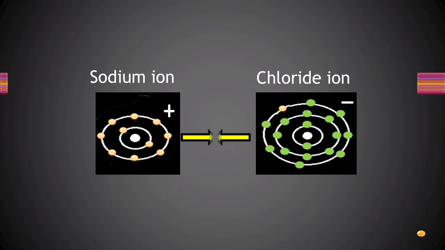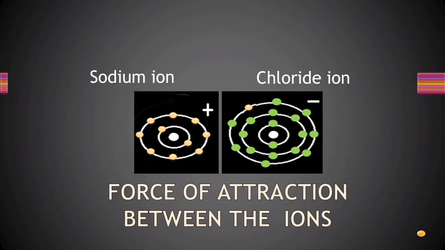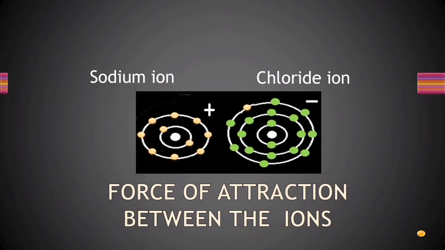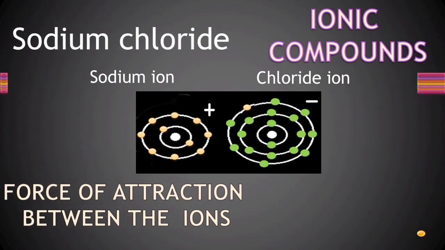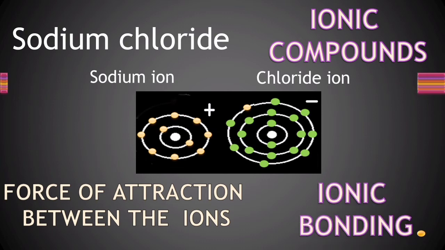Now when the oppositely charged sodium ion and chloride ion approach each other, they are held together by a strong electrostatic force of attraction. The compounds thus formed by transfer of electrons between combining atoms are called ionic compounds or electrovalent compounds. It should be noted that sodium chloride does not exist as molecules but as an aggregate of oppositely charged ions. The bond between these 2 ions is known as ionic bonding.